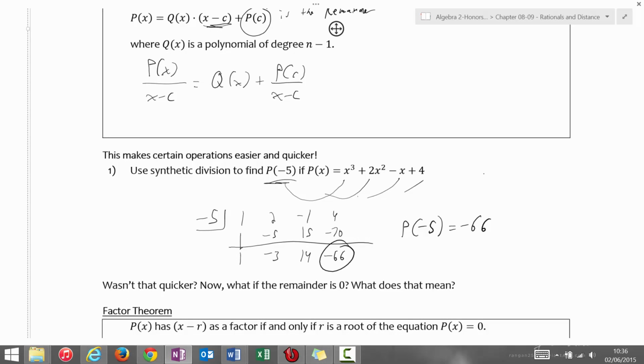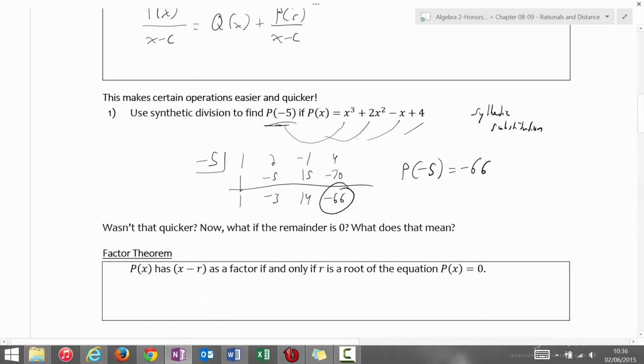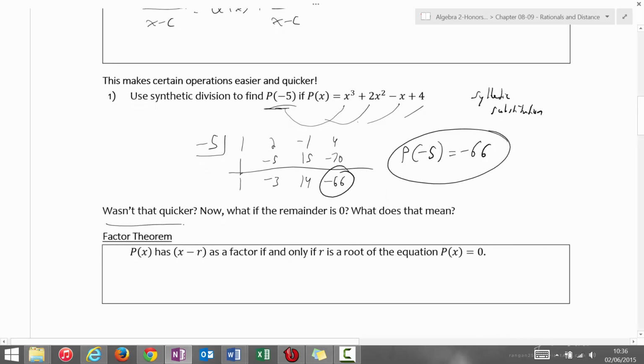This actually has a different name. This is called synthetic substitution. And it is extremely powerful for plugging in numbers into long polynomials by hand and getting their function values really, really quick. Wasn't that quicker?